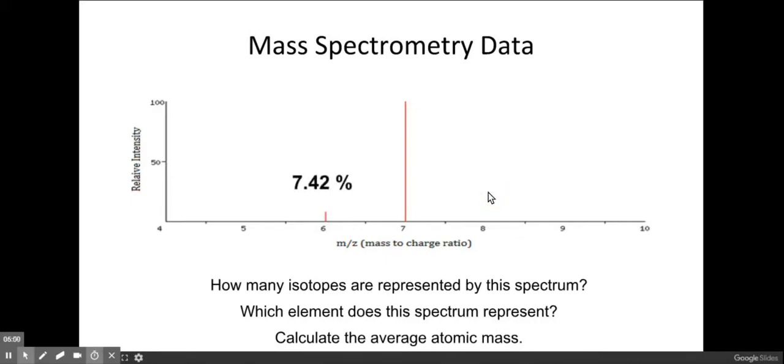So I'm going to give those to you here and say that the peak at 6 represents 7.42% of the sample of isotopes, and the peak at 7 represents 92.58%. So this again should be a review calculation for you. I'm going to give you a few minutes, pause the video here, and when we come back we will look at the calculation for that and the identity of our mystery element.